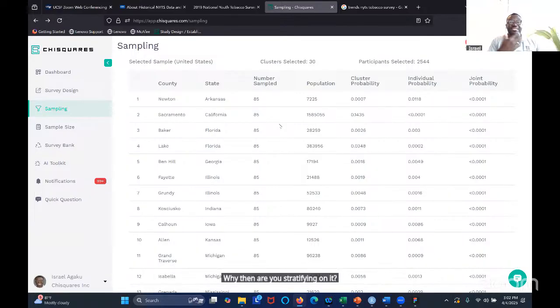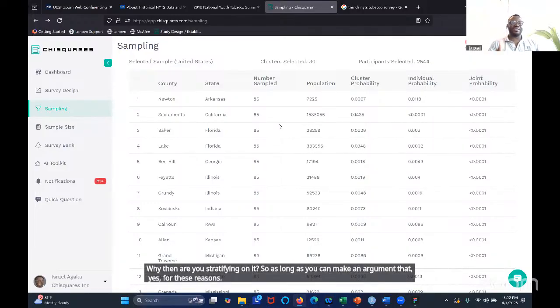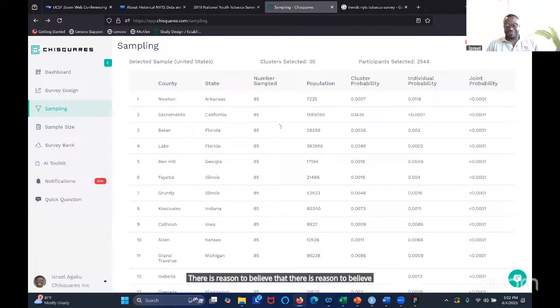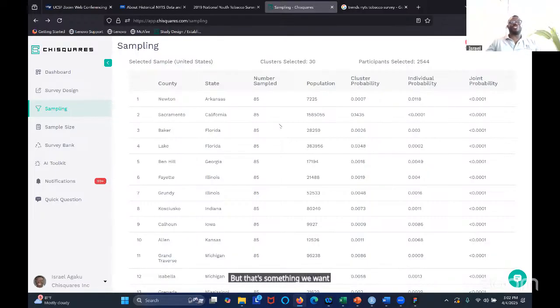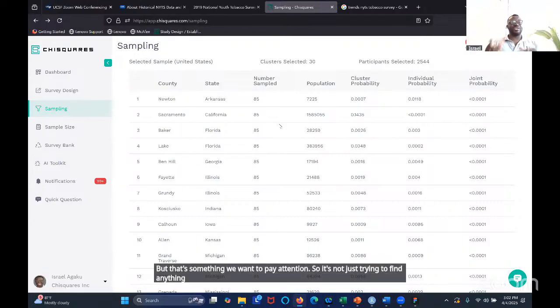So as long as you can make an argument that yes, for these reasons, there is reason to believe that the variable used for stratification is correlated with the outcome, well, that's fine. But that's something we want to pay attention to. So it's not just stratifying on anything, it's stratifying on variables that are highly correlated with the outcome.